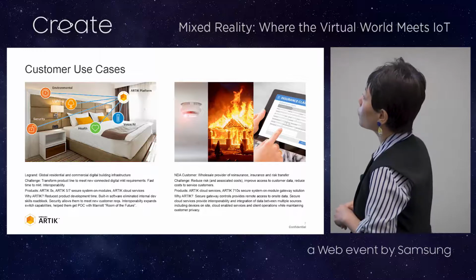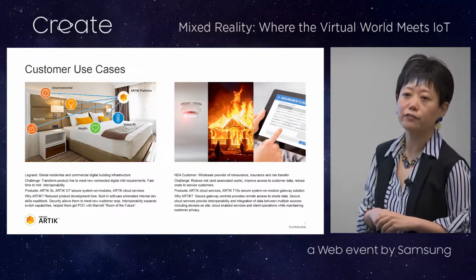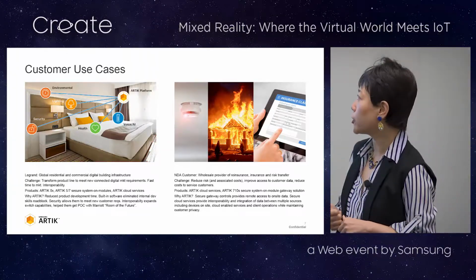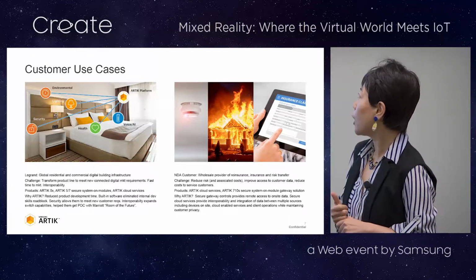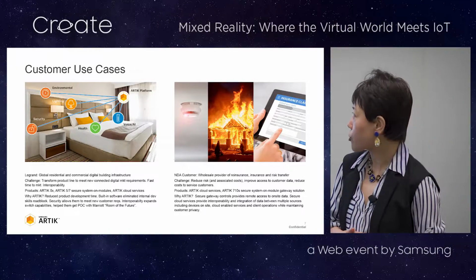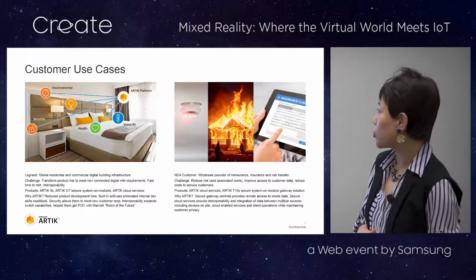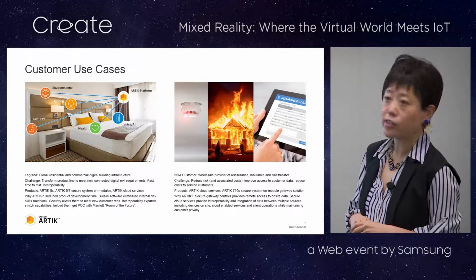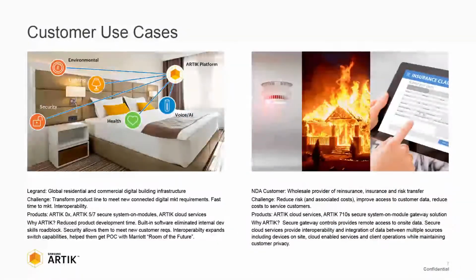This is another example, one of our NDA customers who is a wholesaler of insurance. The challenge they ran into in their daily use cases is that they want to reduce risk and associated cost, and improve access to their customer data. So eventually they chose ARTIK Cloud Service and ARTIK 7 as their gateway solution. They have ARTIK 7 deployed in different locations to provide remote access to on-site data in real time. Also, they leverage ARTIK Cloud to provide interoperability between multiple sources. So those are some use cases to help you understand ARTIK's story.